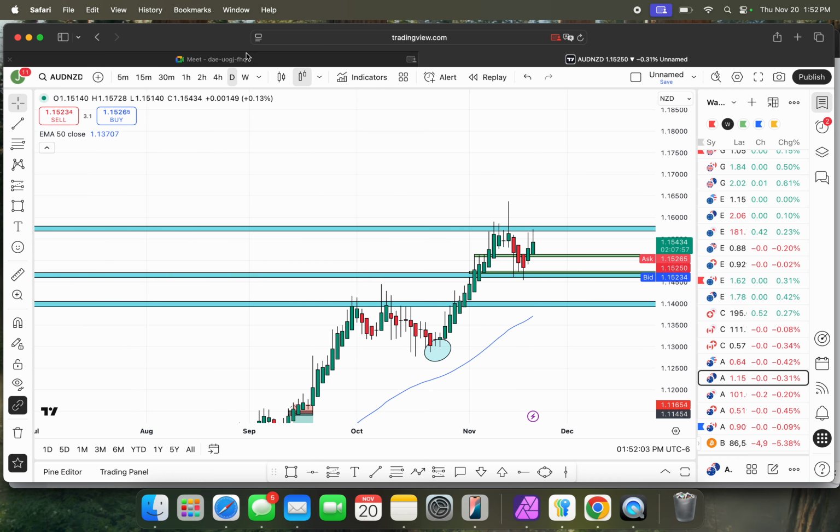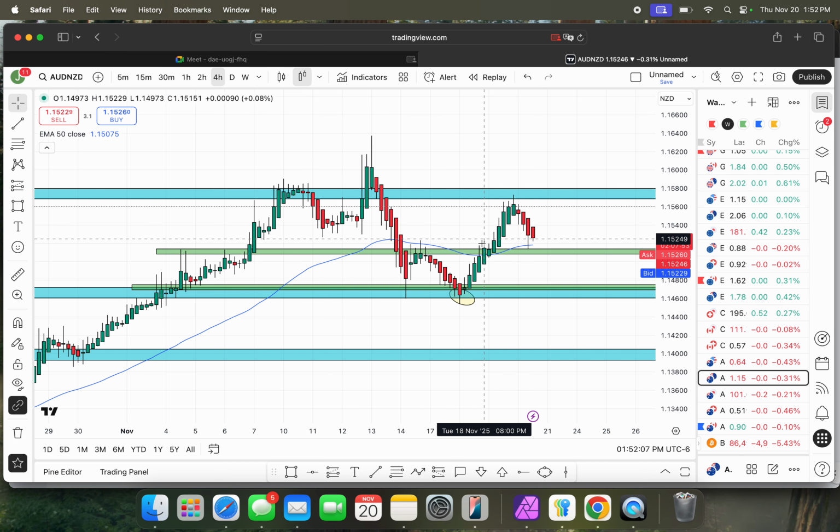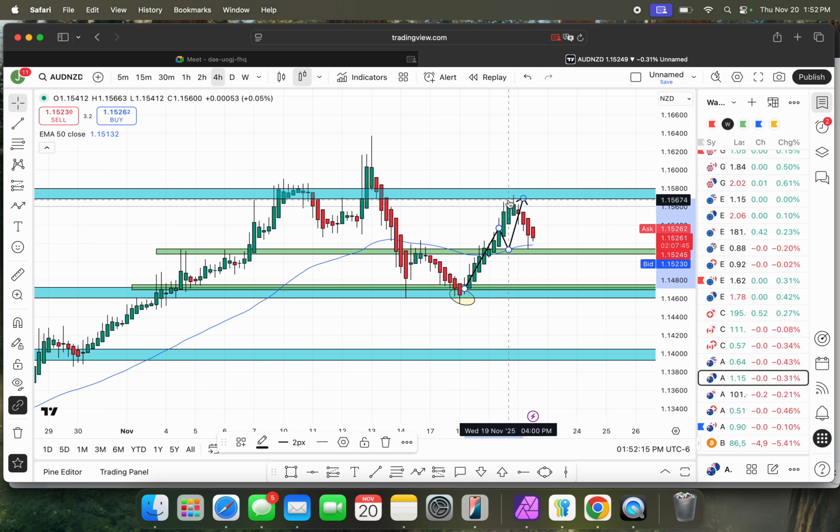We came to our area of interest. What I was waiting on is the 4 hour to match the daily. We got a break, and we never got a retest to then buy before price got back to this area. So now it's a no trade. I'm not trading it because it's already touched the zone that we wanted to see price go to.